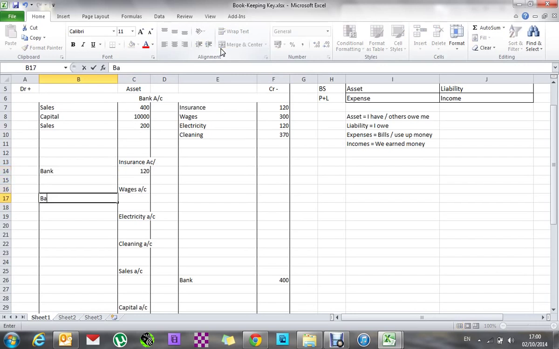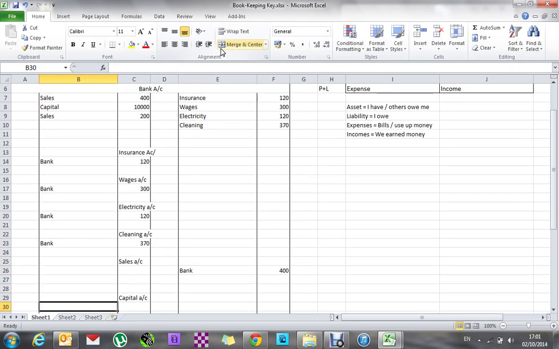Wages, it'll also be a debit called bank, and that's €300. Electricity is 120 there, and it's called bank. Cleaning, so cleaning is 370, and then capital, I have a bank. It's on the credit side because there was a debit in the bank above, and the figure is 10 grand. So it's going to have the opposite here, 10 grand, and the word bank is the name of the other account. And the last one I have is a second sale, so I'll have bank again of €200.